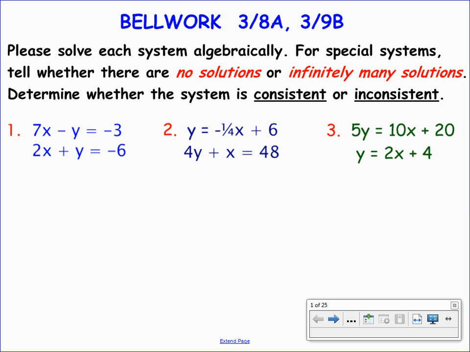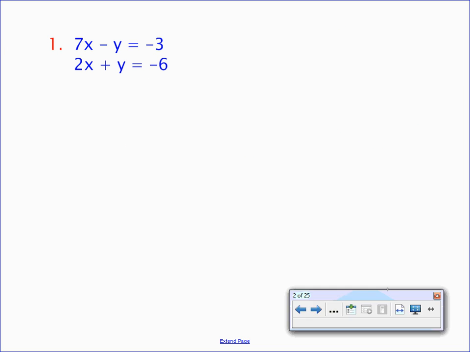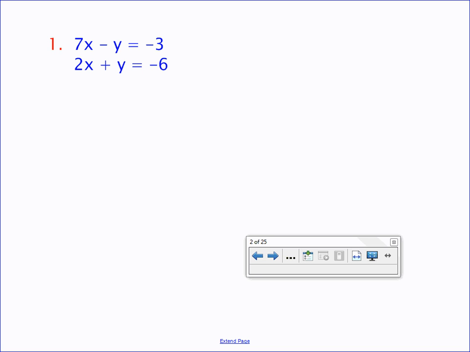Based on what the original system looks like, we'll select and use a different method. So what I'm going to do is ask what method you used to solve that first system in number 1. What method did you use to solve that first system? Nathan? Elimination. Raise your hand if you use the same method as Nathan.